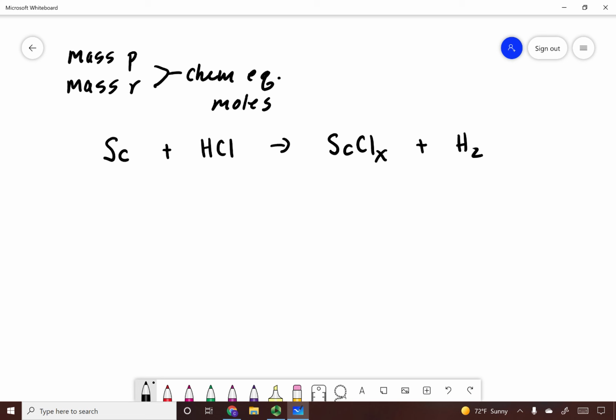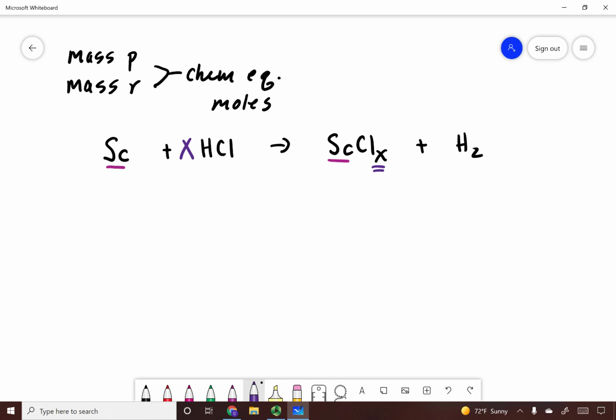Now that I've written down the equation, I need to balance it. We see that we have one scandium and one scandium on either side. Next, let's do HCl and scandium chloride. Now, I don't know what this number here stands for. So what I can do is say X right in front of that HCl. Because if I put an X there, it gives me the appropriate amount of chlorides on either side. I have X chlorides on my reactant side. I have X chlorides on my product side.